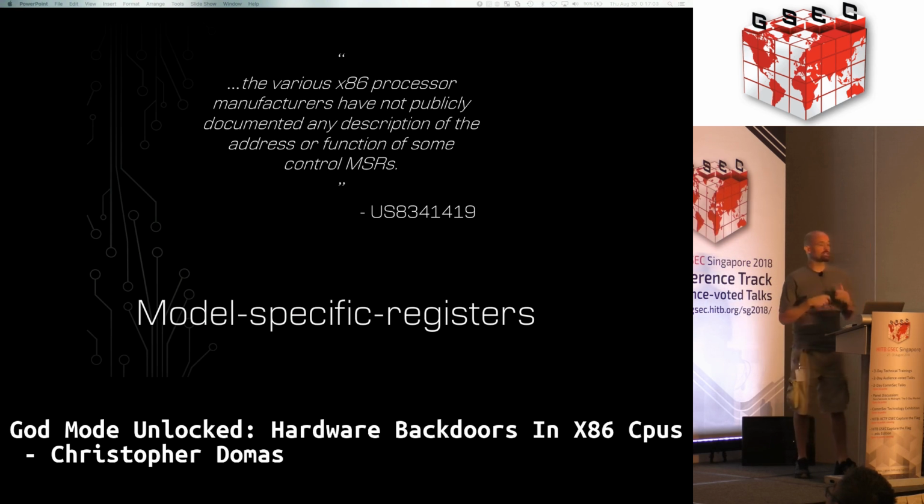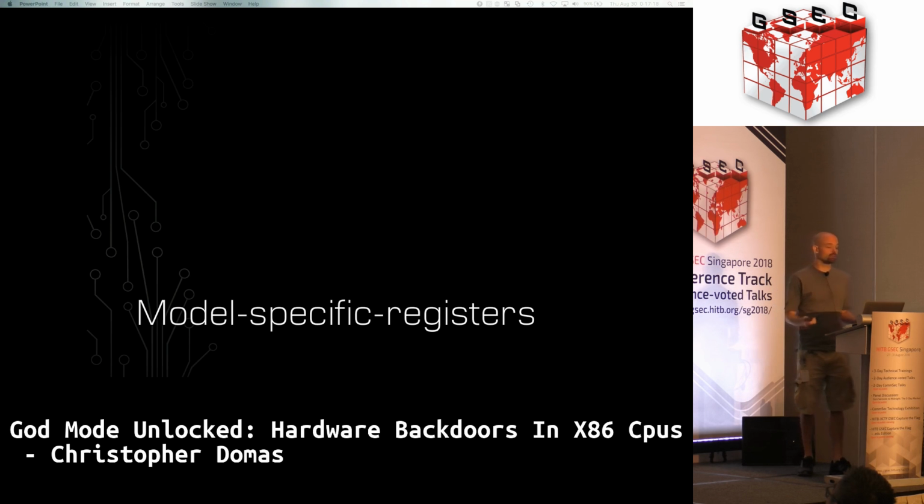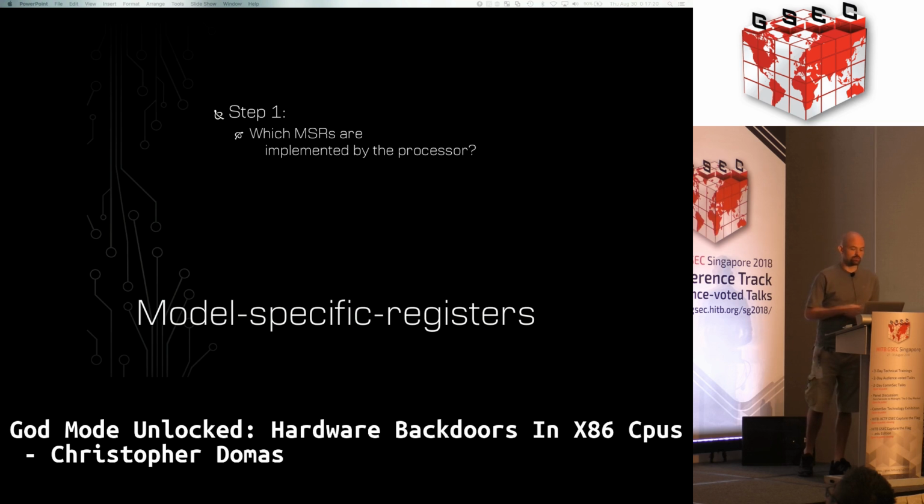But looking at where we should approach these MSRs, the patent comes right out and tells us that the various x86 manufacturers have not publicly documented any description of the address or function of some control MSRs. So that means we're forced to look at this thing as a black box. We don't know what MSR we're going after here. I want to figure out which MSR bit does something new on the processor, but that's not a whole lot to go on.